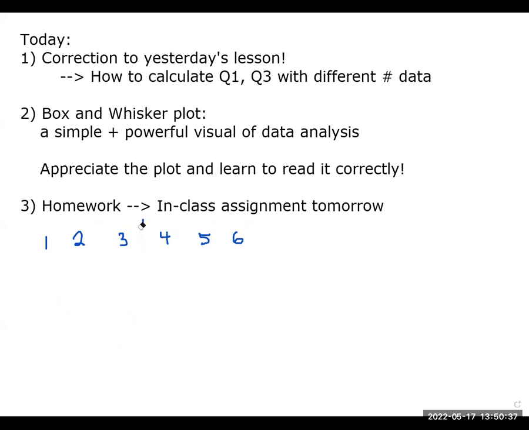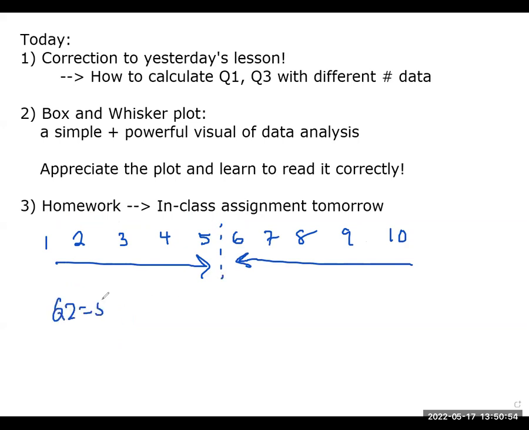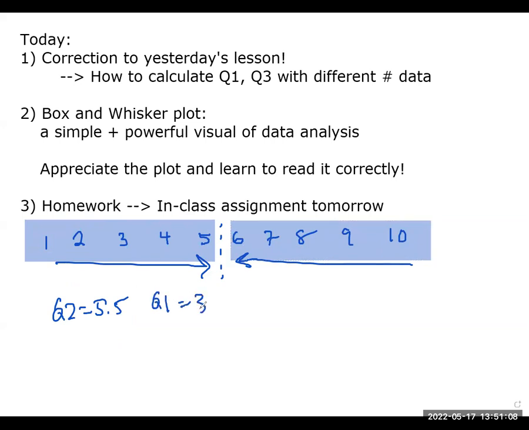Let me erase. So instead of 6, what if I had 5, 6, 7, 8, 9, and 10? So you know that it's 1, 2, 3, 4, 5. 1, 2, 3, 4, 5. The middle number is 5.5. Okay? Correct. From here, don't count that dotted line. That's your first half, and that's your second half. What's the middle number of those? Yeah. So your Q1 is a 3, and your Q3 is an 8. There you go.